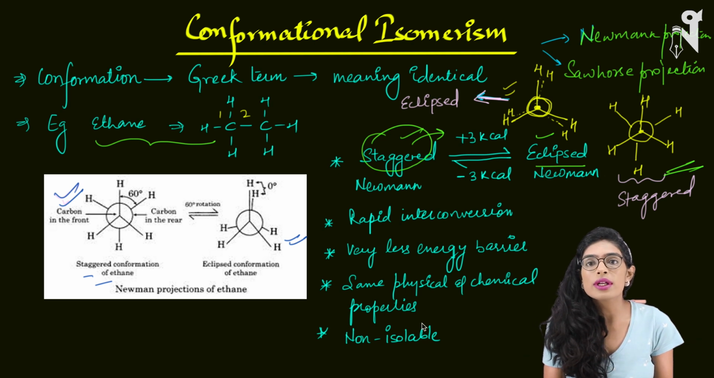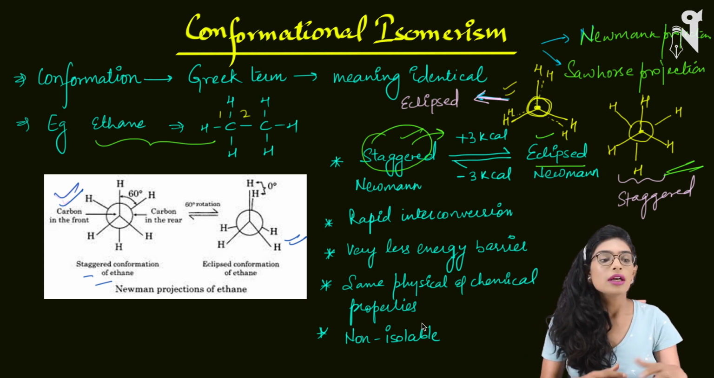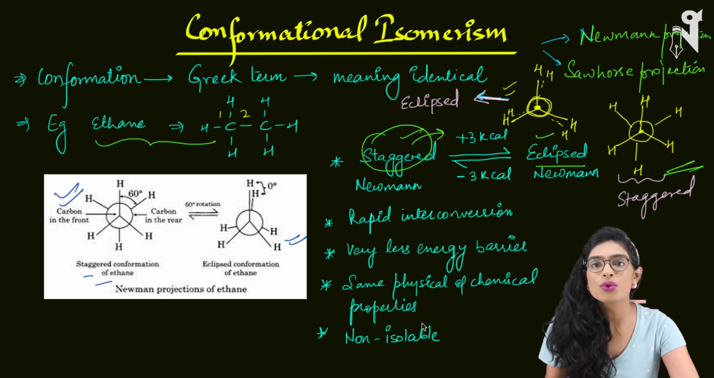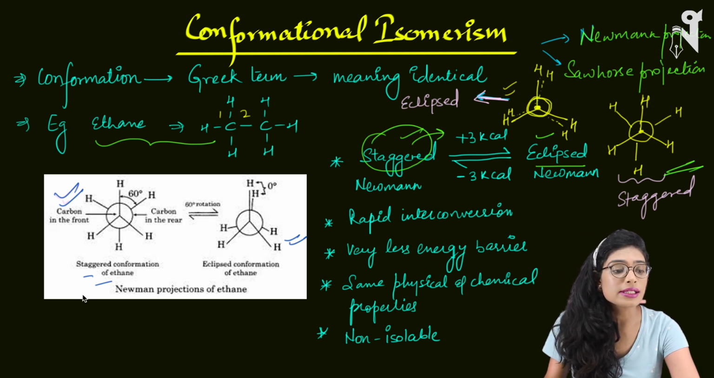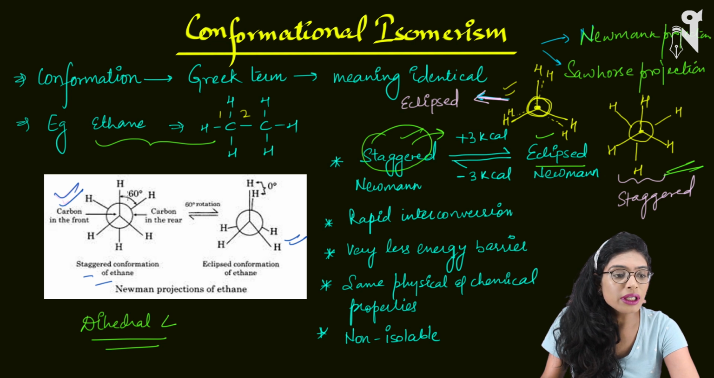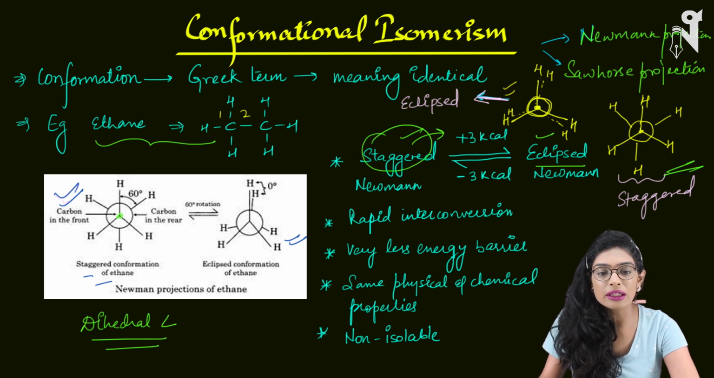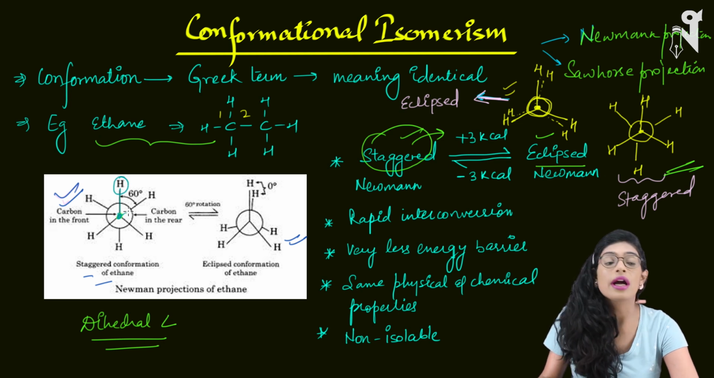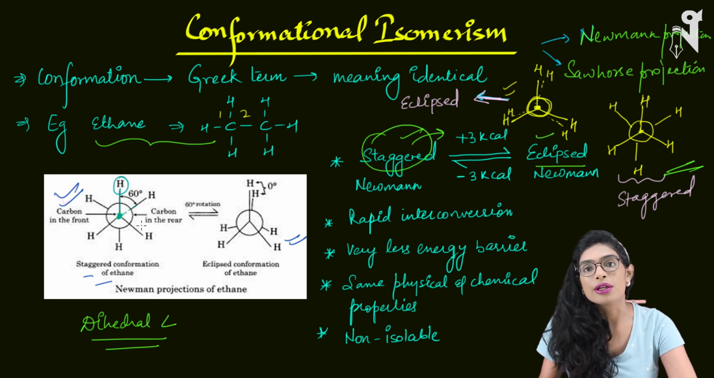So now we have understood what is Newman projection of ethane. We have staggered conformation and we have eclipsed conformation. So there is one more term which we will be talking about, and that is dihedral angle. Dihedral angle. So what is dihedral angle? The angle between the front carbon. All of you please look at the diagram here. So this is my front carbon. There is a front carbon hydrogen. So the angle between the front carbon hydrogen bond and the back carbon hydrogen bond is called dihedral angle.